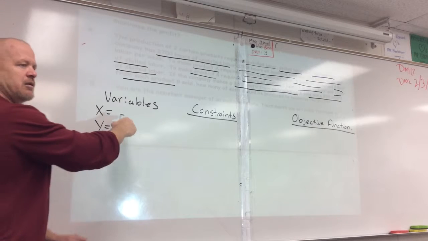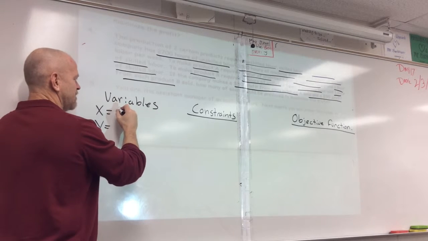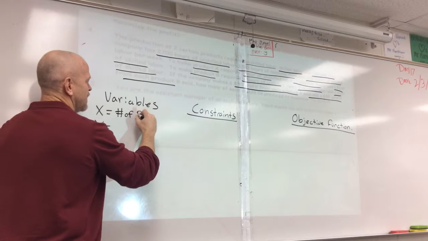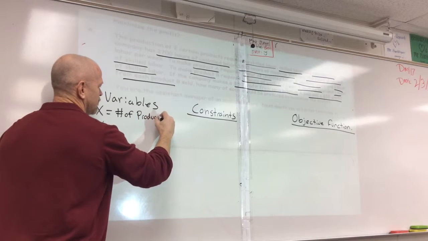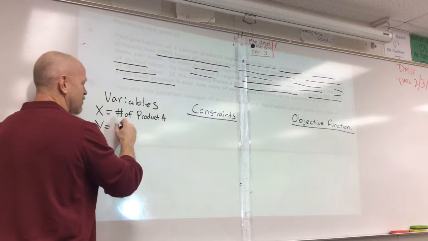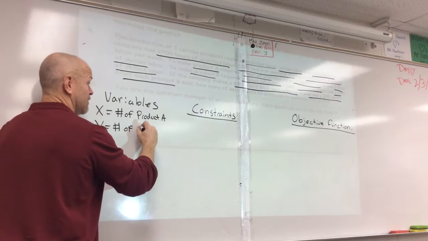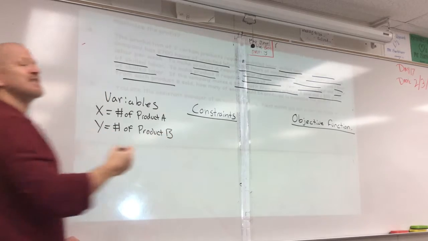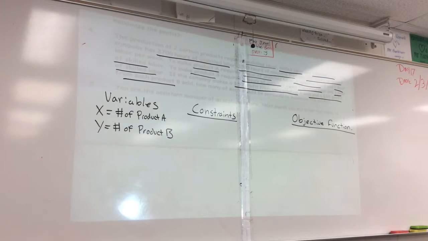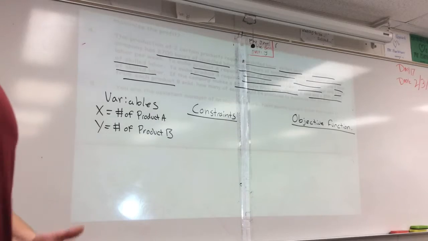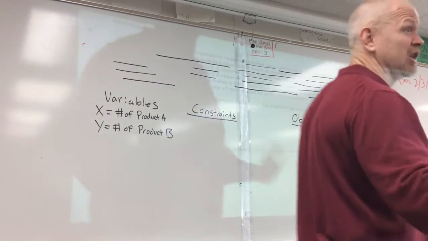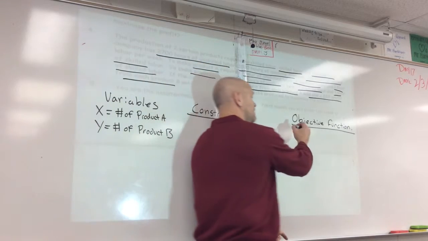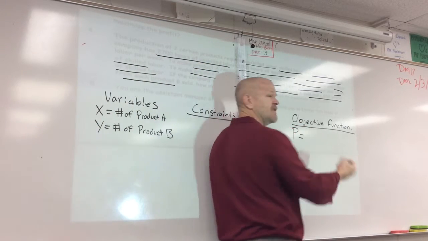So we're going to call x the number of product A. And this would make y the number of product B. And you know the easiest thing on here is the objective function. That's our objective. What do we want to do in this case? We either probably want to make money or limit costs. So in this case, we want to make money. We want to have a profit. How do I figure out my profit?